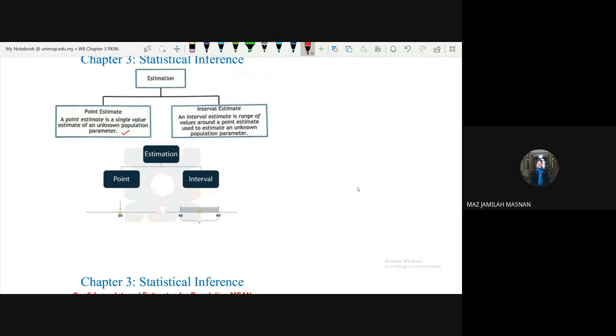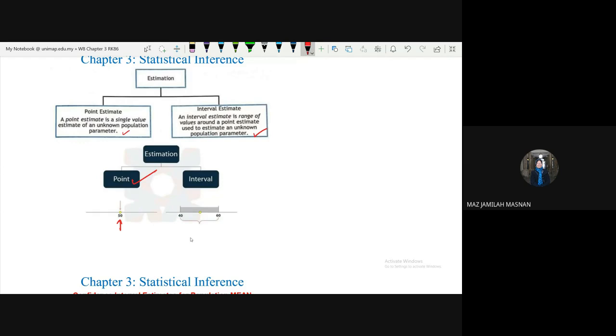What about the interval estimate? An interval estimate is a range of values around a point estimate, used to estimate an unknown population parameter. For example, if you are talking about a point, exactly, we are talking about one single value. That is what we call point estimation.